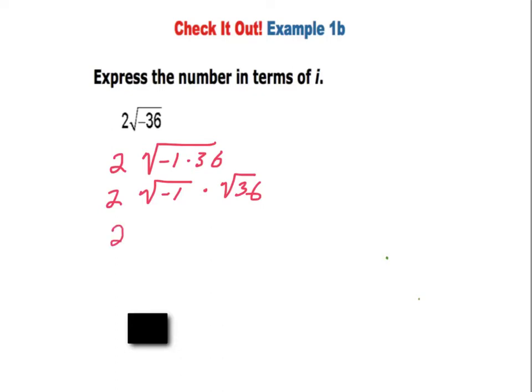So now I have 2 times 6. And the square root of -1 is i. Now just multiply the 2 and the 6 together, and we will get 12i. And let's check to see how we did. Did we agree? And yes, we did.